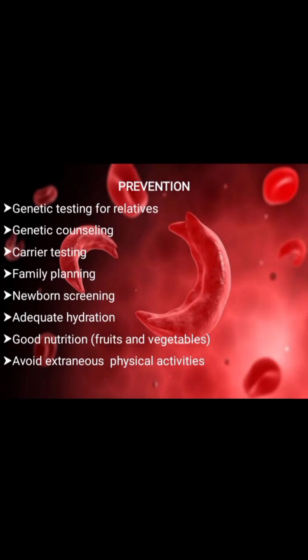Let us talk now about some preventive measures of sickle cell disease. The first on my list is genetic testing for relatives. With this, all relatives of a sickle cell disease patient should be tested for the hemoglobinopathy. Once that is detected, it will help them plan towards their marriages and family planning.